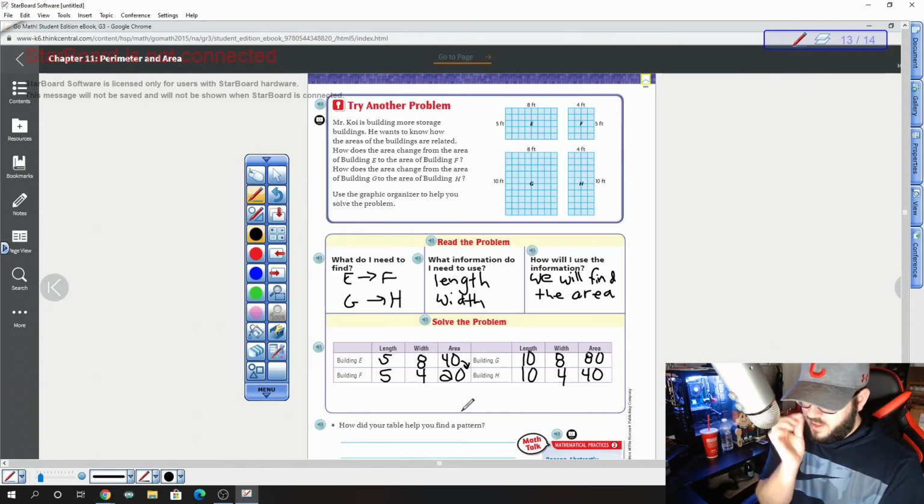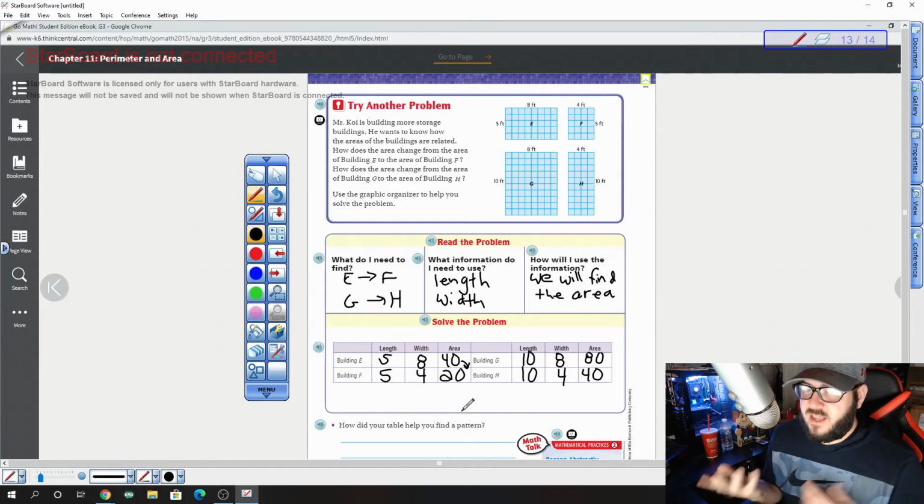So what is the pattern? The pattern is that the area is being cut in half from E to F and G to H. How did the table help us find the pattern? Well, we looked at the numbers that were changing. 8 to 4, 40 to 20, 8 to 4, 80 to 40.